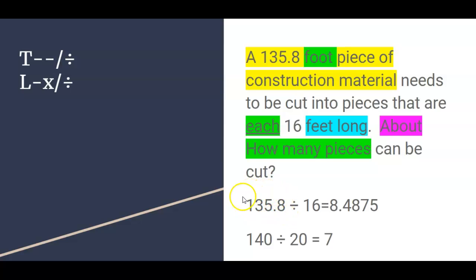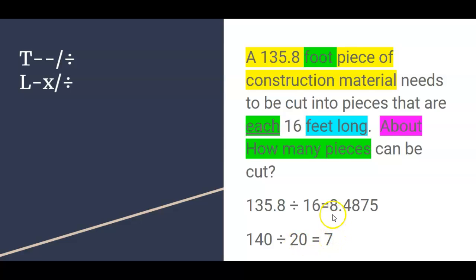Okay, remember that's friendly numbers. 135 and 8/10 is not friendly. But 140 is kind of friendly. So I'm going to change it to 140. Okay, and then I'm going to change the 16 to 20. Okay, because I know that 14 and 2 have a relationship. So if I cross off the zeros, 1 on the divisor and 1 on the dividend, then it becomes 14 divided by 2, which is 7.